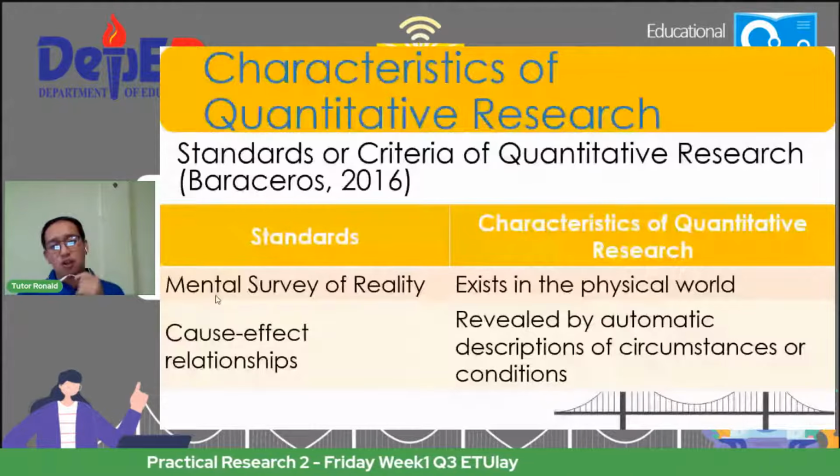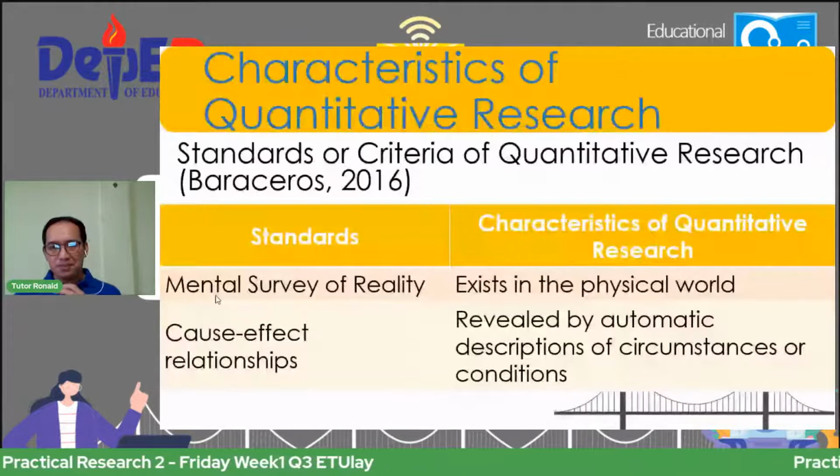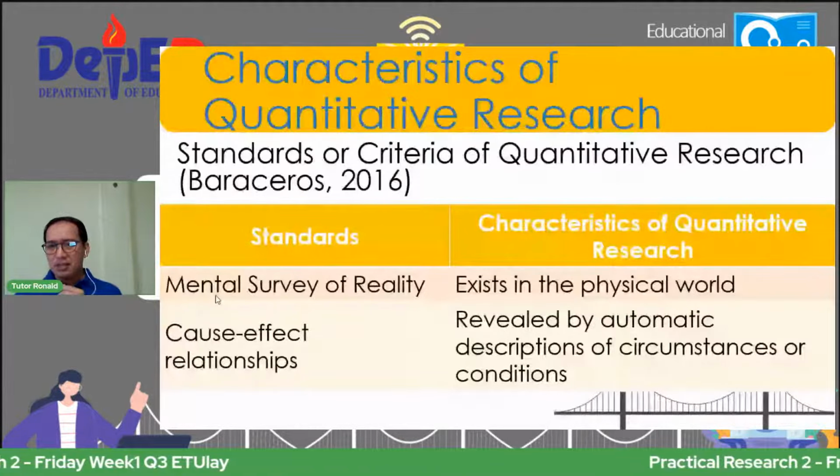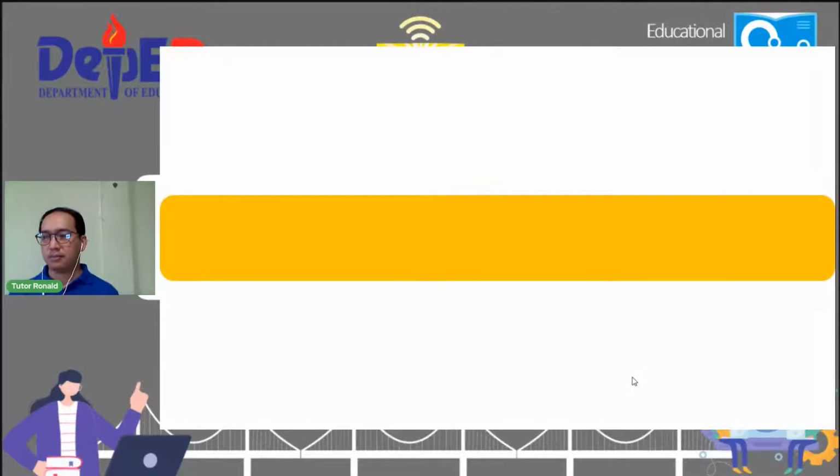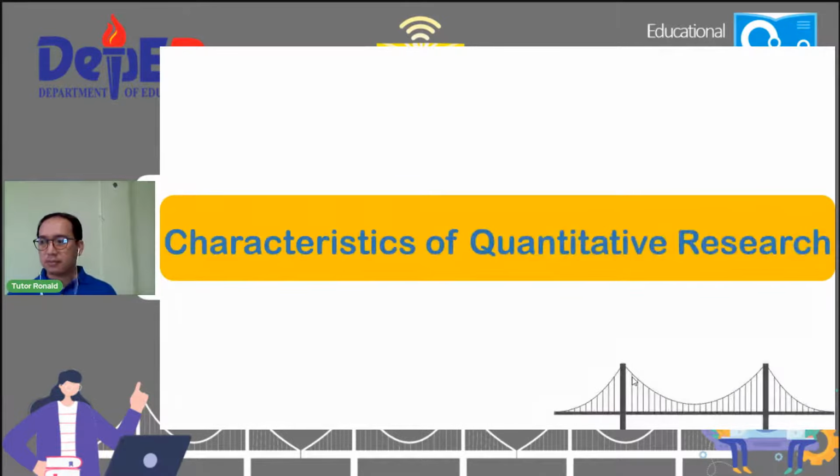Next standard is cause-effect relationship. So for this standard, okay, pasensya na po at naputol po tayo ng saglit.